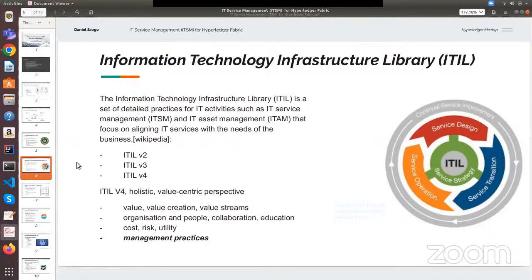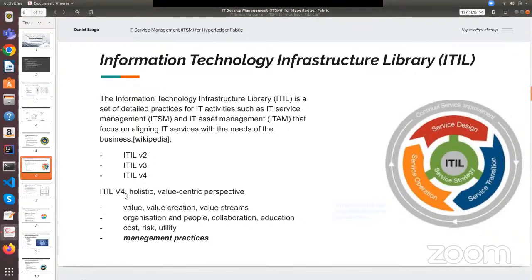So don't worry. ITIL, the Information Technology Infrastructure Library, has many versions. It started in 2000, if I'm not mistaken. We have version 1, 2, 3, and 4. And version 3 was pretty compact.